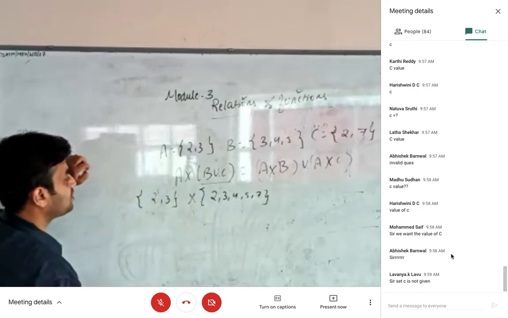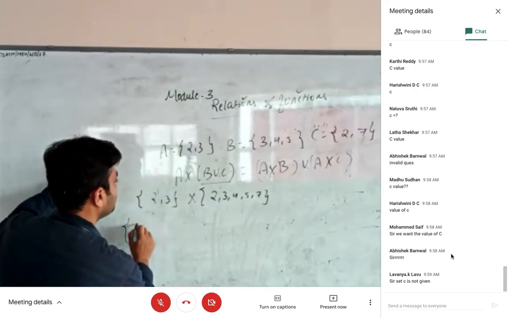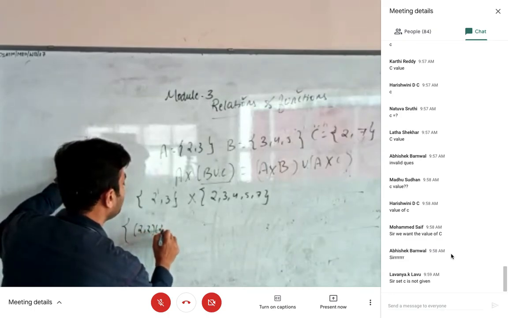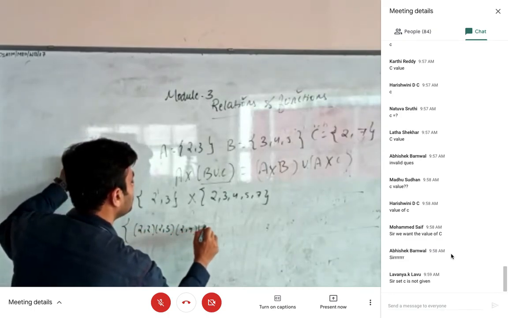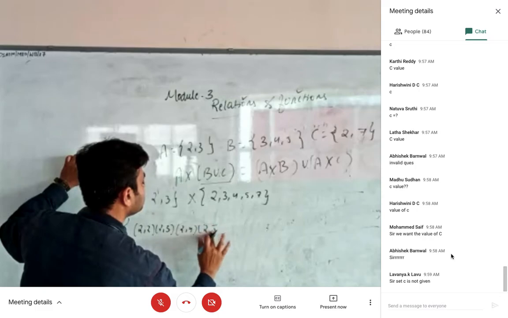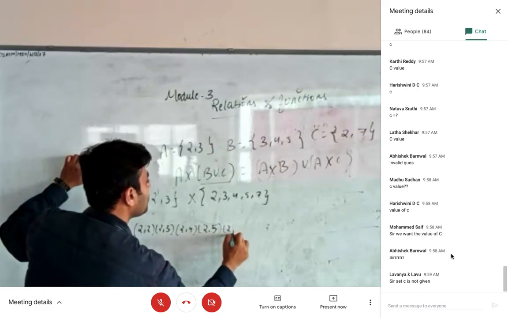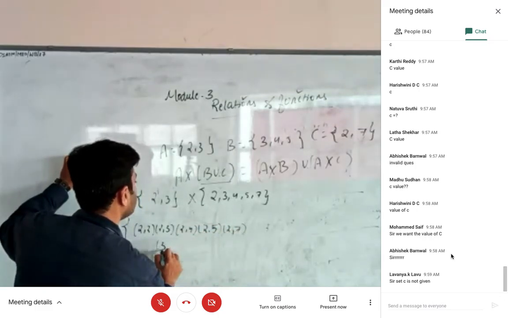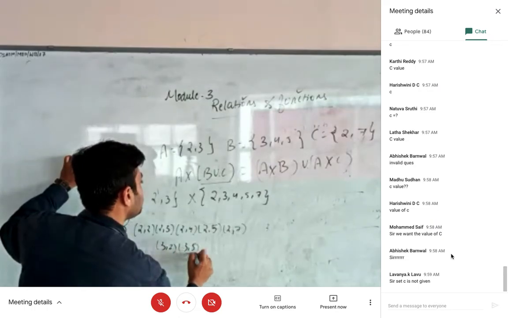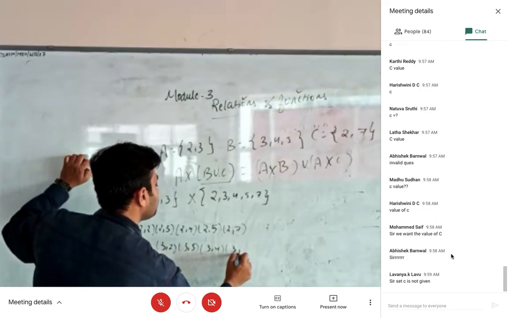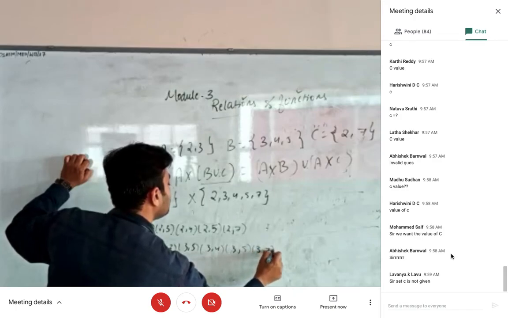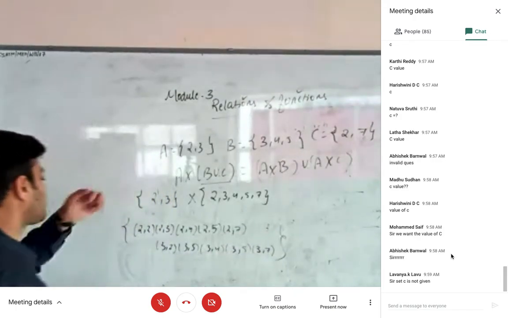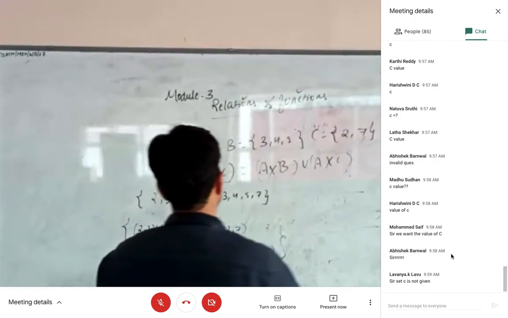So if I find the Cartesian product, the LHS will be equal to (2,2), (2,3), (2,4), (2,5), (2,7). Similarly (3,2), (3,3), (3,4), (3,5), (3,7). So these are all the ordered pairs that I'll get for the LHS.